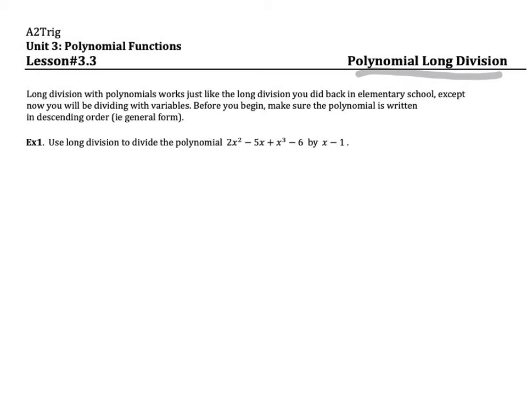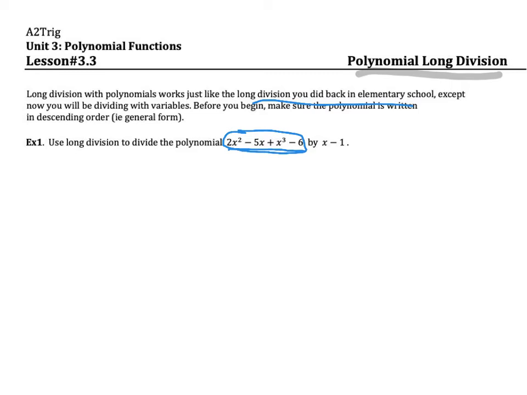All right, hopefully you did okay on the warm-ups. Now we're going to move on. Long division with polynomials works just like long division that you did back in elementary school, except now you'll be dividing with variables instead of just numbers. So we're going to do that here. Use long division to divide the polynomial 2x squared minus 5x plus x cubed minus 6 by x minus 1.